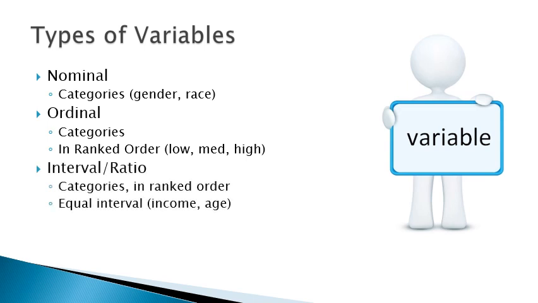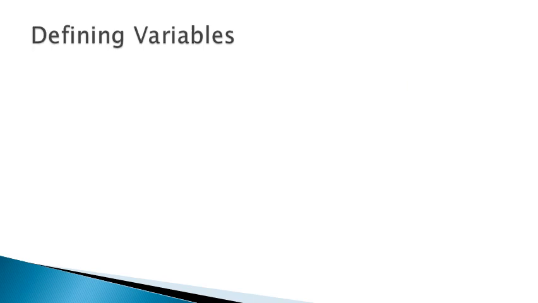The last type we're going to combine into one, calling them an interval ratio variable. And these technically are categories in ranked order with equal intervals. Easiest way to think about this is just a number. So if I'm going to get your age and I ask you which age category do you fall in, are you 20 to 30, 31 to 40, 41 to 50 and on up, and I ask which is your category, that's an ordinal variable. But if I ask how old are you and you give me a number, then it's an interval ratio variable.